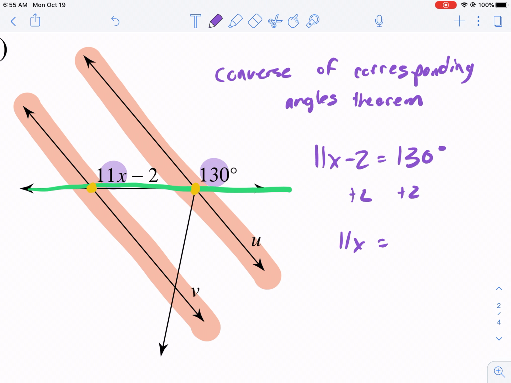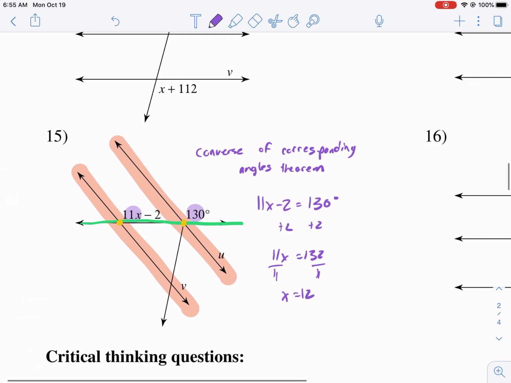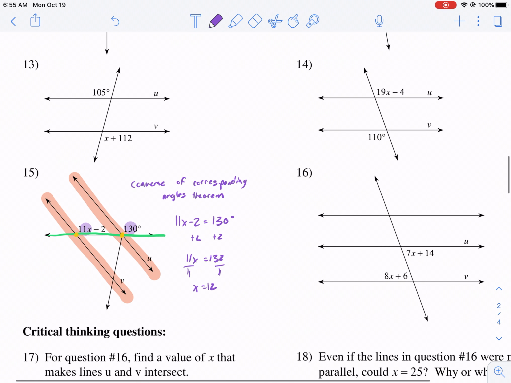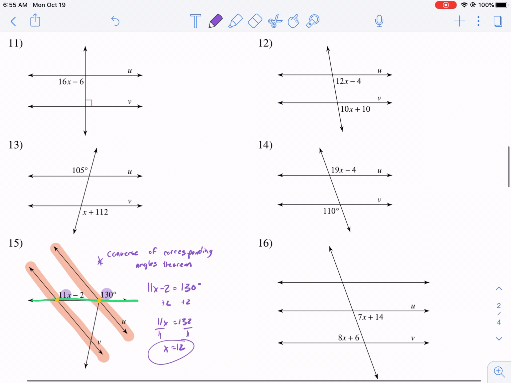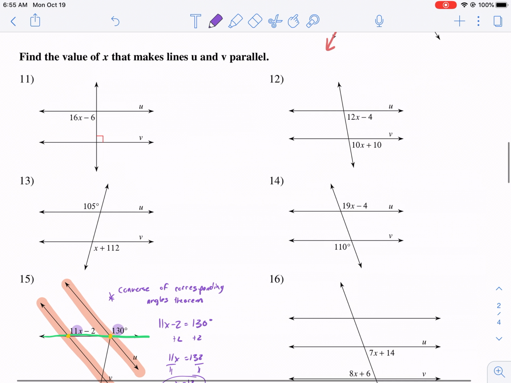So we get 11x equals 132. So then my next step is I divide both sides by 11. And I get x equals 12. Okay, and that's all we care about, the value of x. So again, we already did the theorem, so we're good there. We found x, we're good there. Okay, and I think most of these are going to be very similar to that. You're going to set most of these equal to each other.